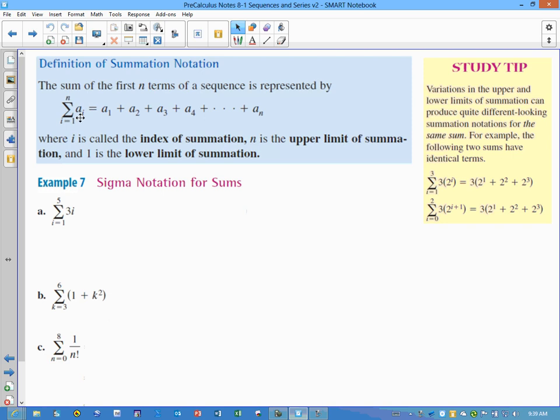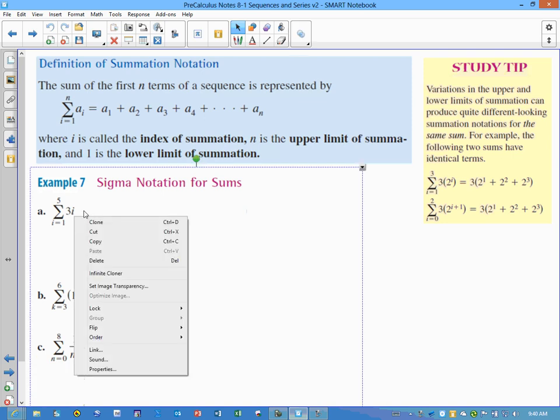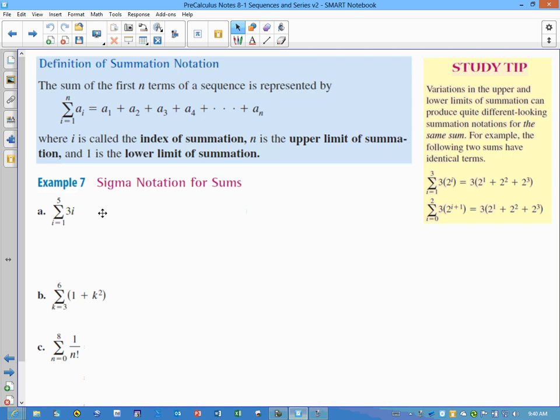It's the sum of whatever this expression is, which will have an i in there somewhere usually. We're taking the sum of this expression as i goes from 1 to n. So that'll be a sub 1 plus a sub 2 plus a sub 3 all the way up to a sub n, going from 1 to n. So if we look at the first one here, we have the sum as i goes from 1 to 5 of 3i. Well, that means we're going to plug in 1 for i, then we're going to plug in 2 for i, then 3 for i, each time getting a term, and then we add all those terms.